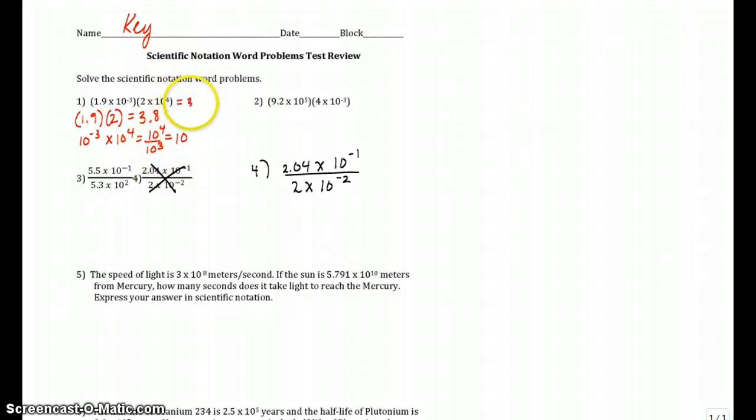So it equals 3.8, because you should always have something in the ones place, just a single digit, 1 through 9, times 10 or 10 to the first. Okay, let's go to number 2.